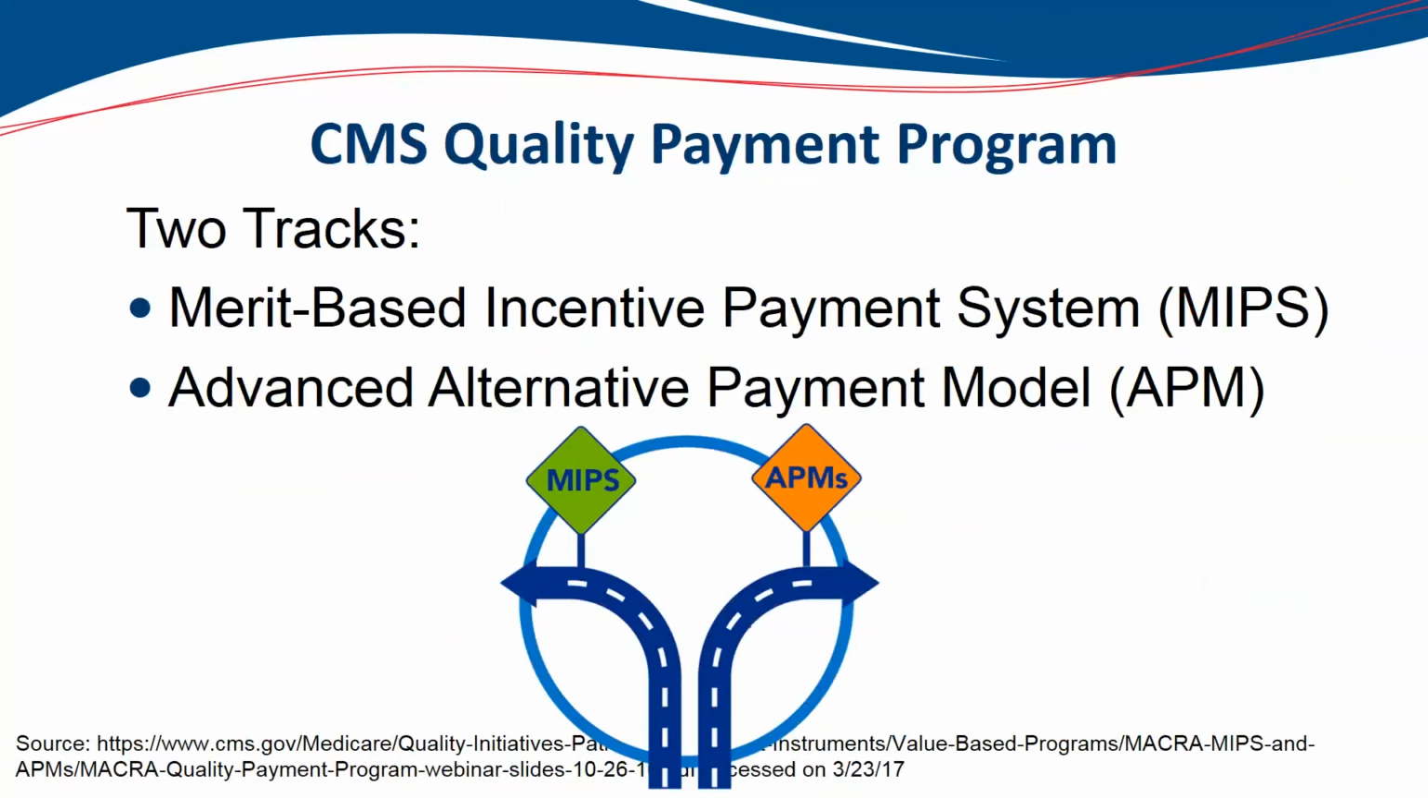We talked a little bit about the CMS Quality Payment Program. This is what was known as SGR. It's now MACRA, and under MACRA there are two different payment systems, the Merit-based Incentive Payment System and the Advanced Alternative Payment Model. And we introduced that discussion as part of our discussion on MACRA and the future where CMS is going with alternative payment models.